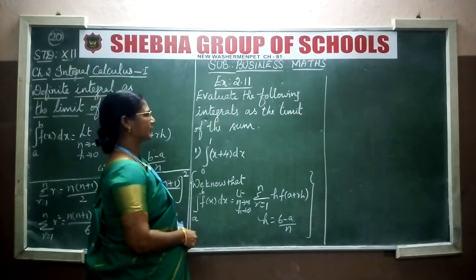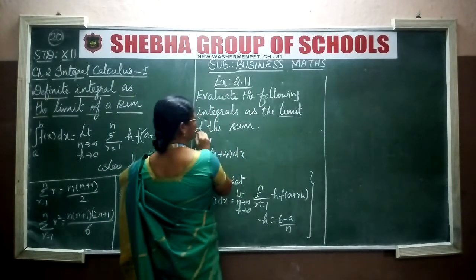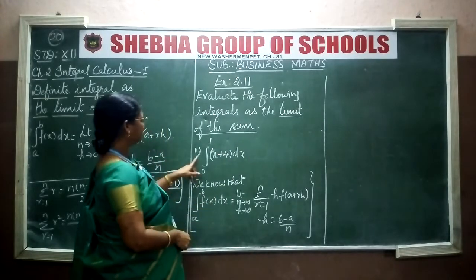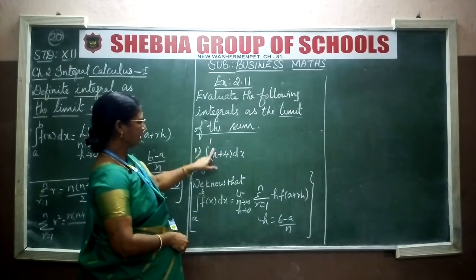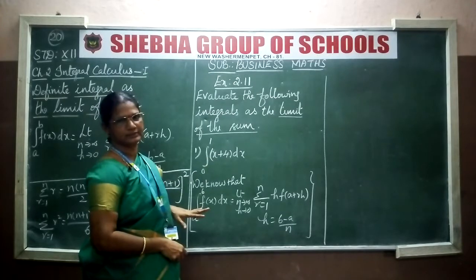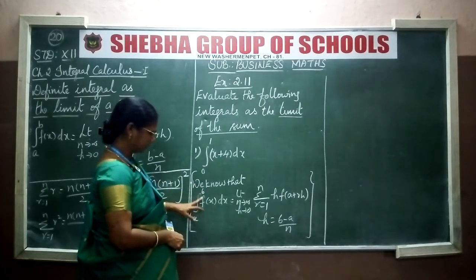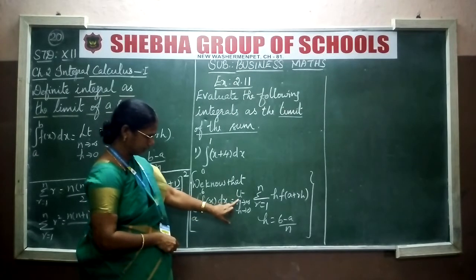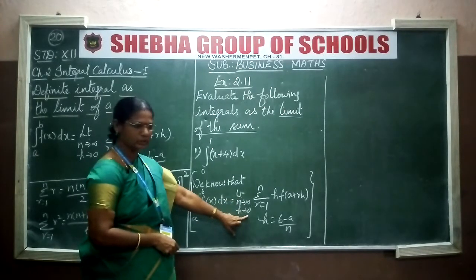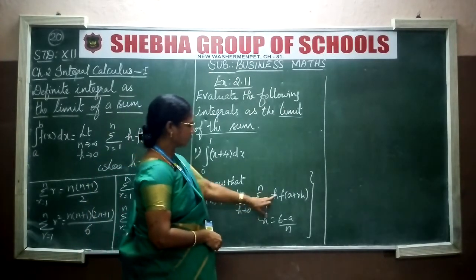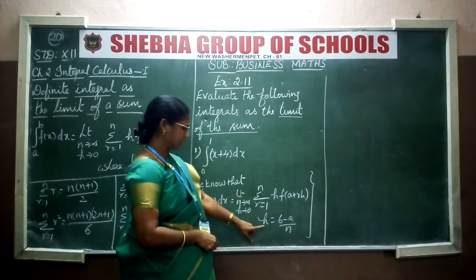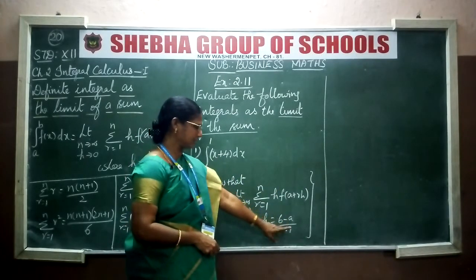Evaluate the following integral as the limit of the sum. First sum is integral 0 to 1, x plus 4 into dx. First write the formula. You know that integral a to b f of x dx equal to limit n tends to infinity, h tends to 0, sigma r equal to 1 to n, h into f of a plus rh, where h is b minus a by n.